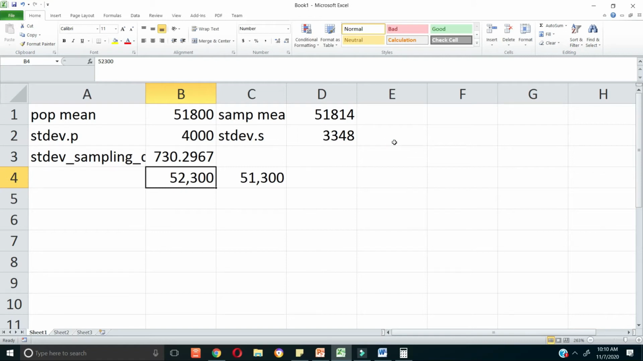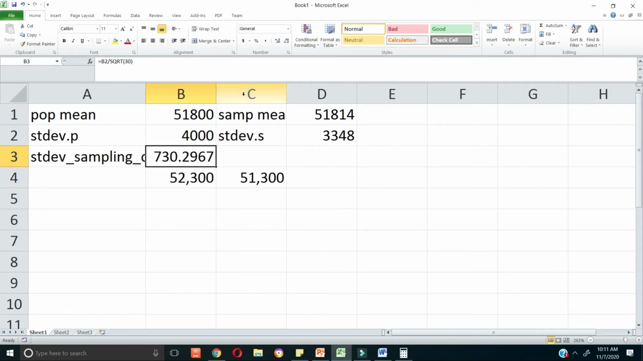Since we know the sampling distributions, since we know the sampling distribution standard deviation, it means we can now compute these values really easily. So remember, the sampling distribution standard deviation is this over here. All you have to do is compute the z values.